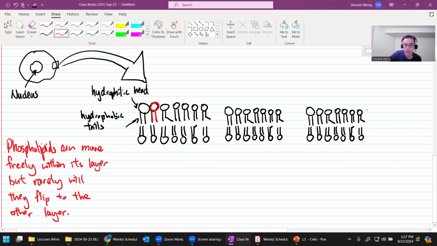So this whole thing is called a phospholipid bilayer, because there are two layers. The inside is made up of the hydrophobic tails, which is thicker than the hydrophilic heads. I told you to think of a peanut butter sandwich, right? The bread is the hydrophilic heads, and the peanut butter in the middle would be the hydrophobic tails.